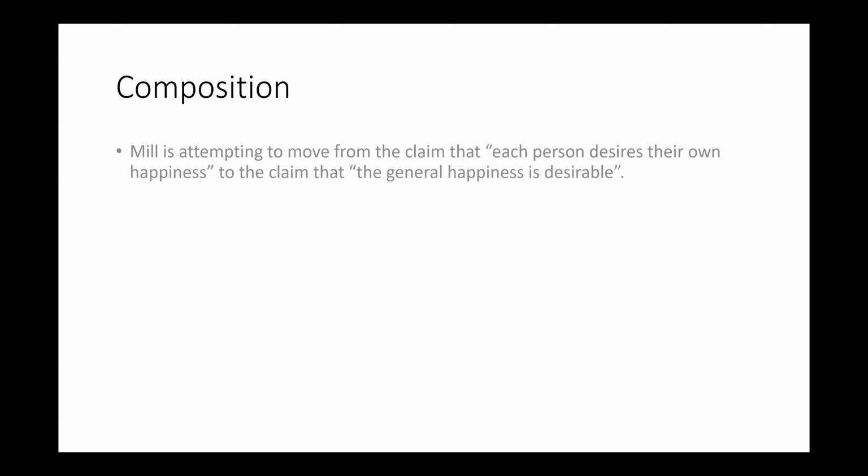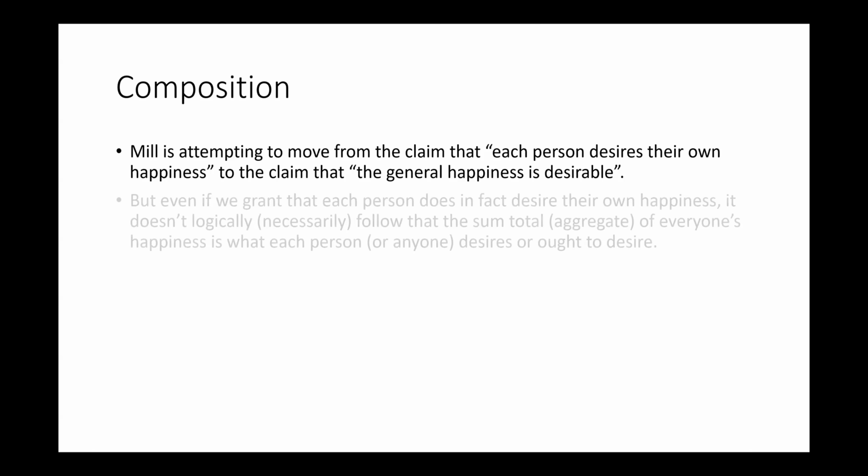All right, so Mill is attempting to move from the claim that each person desires their own happiness to the further claim that the general happiness of everyone is a desirable end, right? It may be true that everybody has this property that they do desire happiness for themselves. That doesn't necessarily mean that the aggregate of all people is a happiness that's desired also. This is what I kind of mean by that.